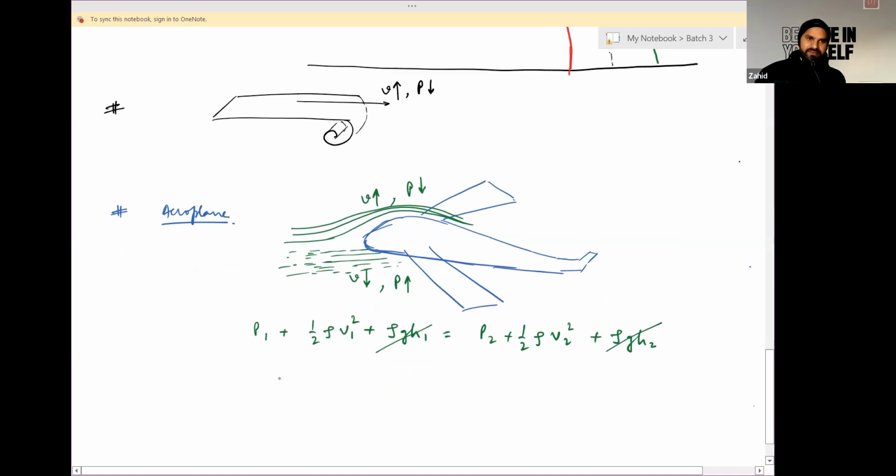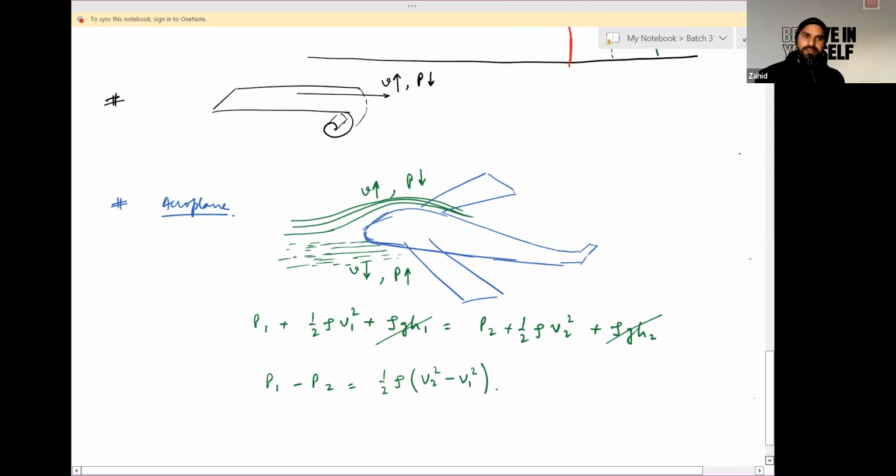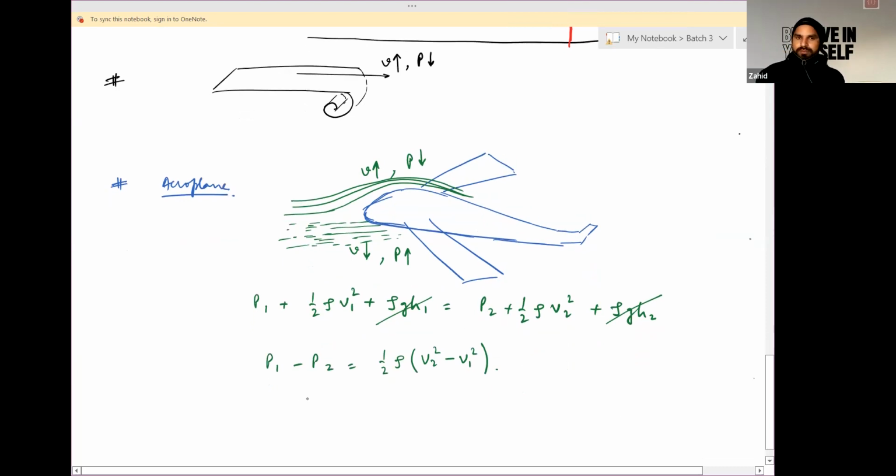So move this P1 to left side. So it will be P1 minus P2, and move this term to right side. So it will be half rho (V2 square minus V1 square). This pressure difference will be capable of uplifting this entire plane. So pressure equals to force by area. So force is due to mass times gravity, divided by area of its surface, equals to rho by 2.